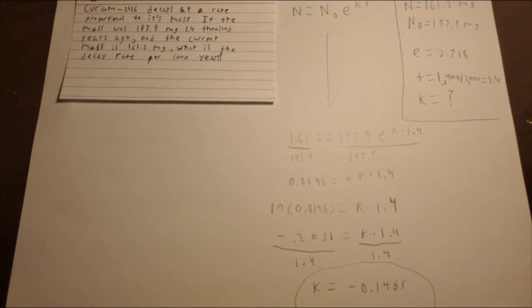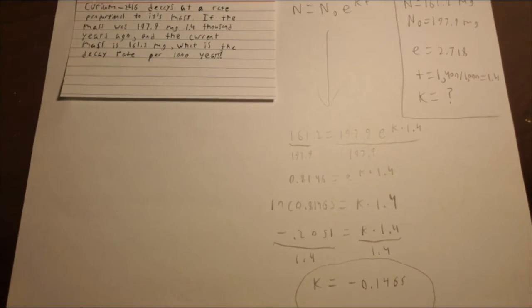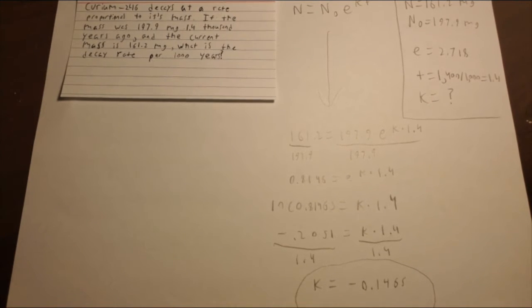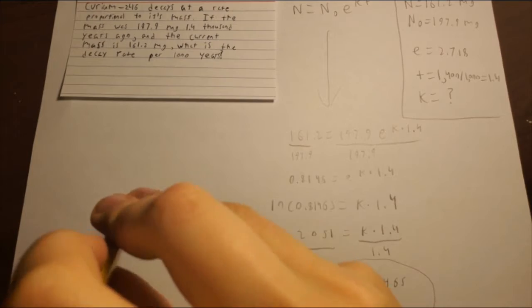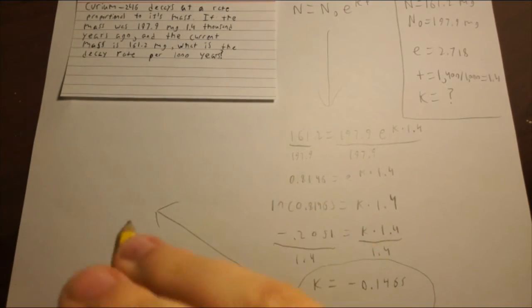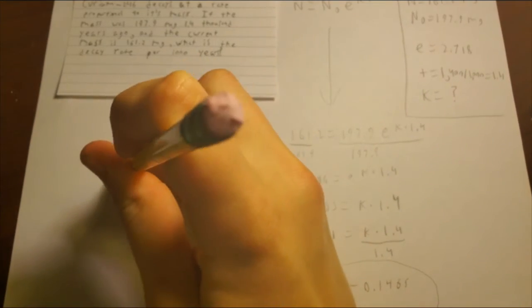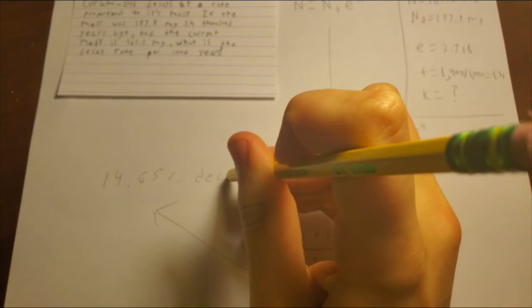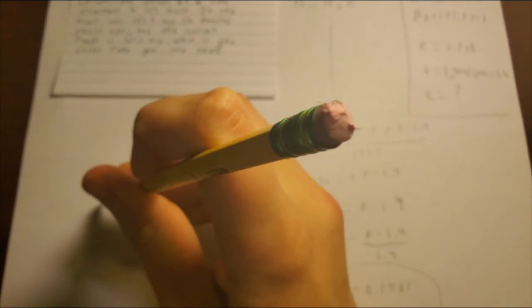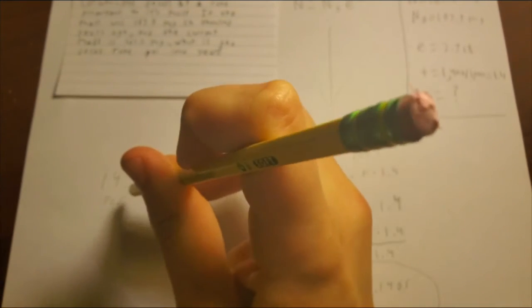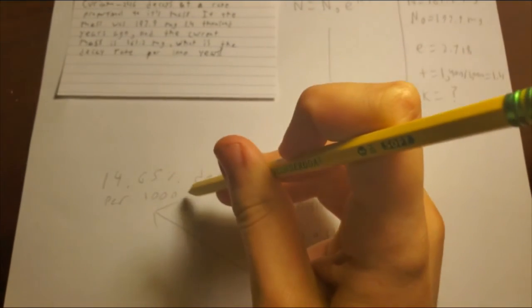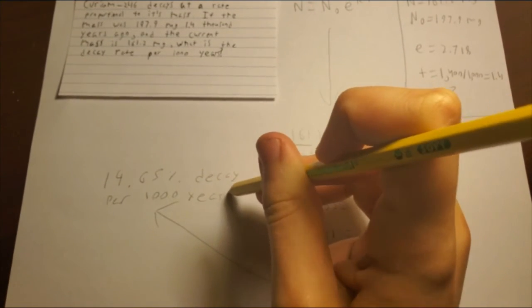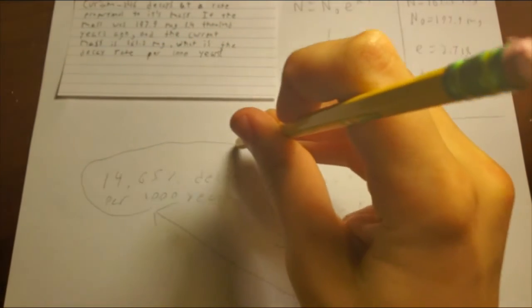So what we can also do for this answer is turn it into a percentage of decay. And we know it's decay, obviously, because it's negative. That's our answer. But what we can do is turn this over here, bring it over here, and give us the answer of 14.65% decay per every 1,000 years. And that's our final answer.